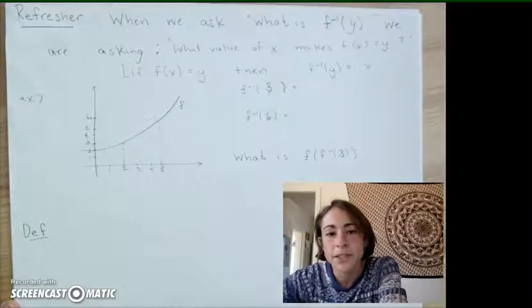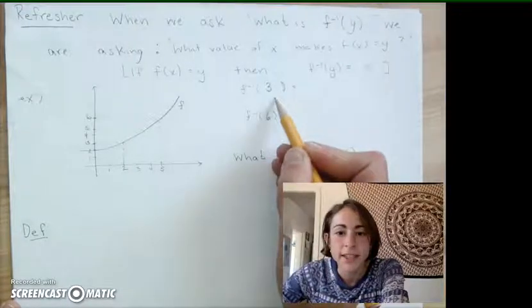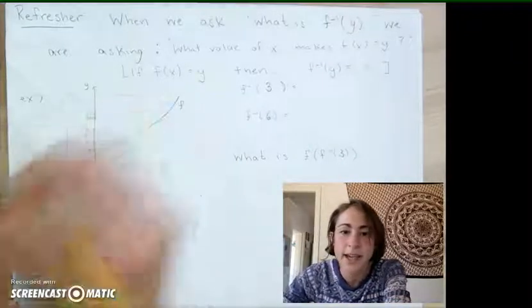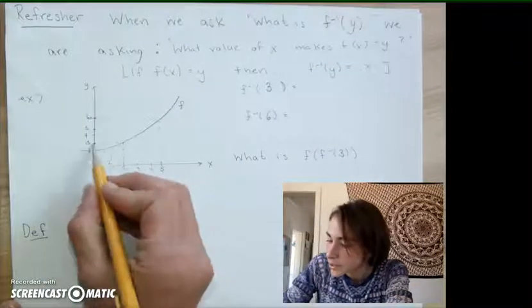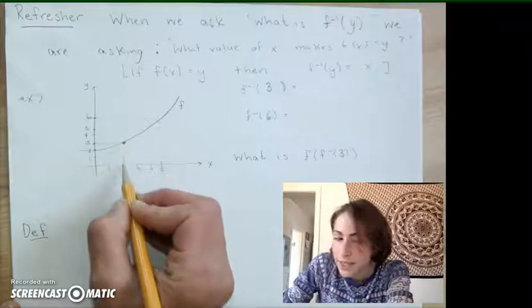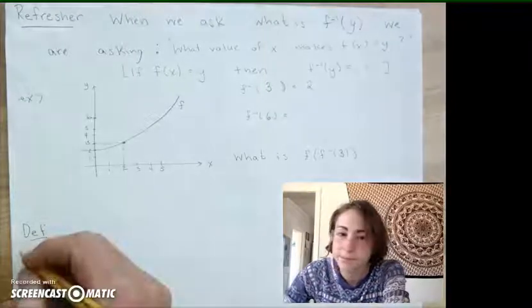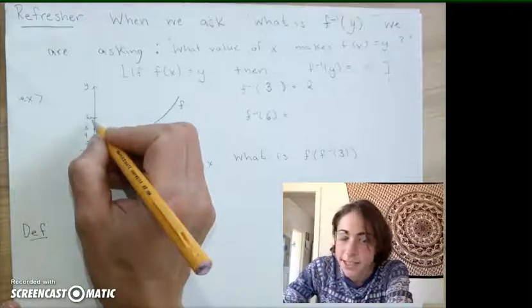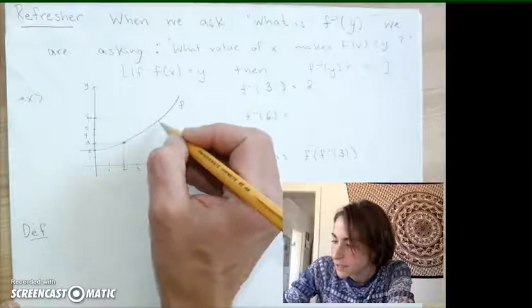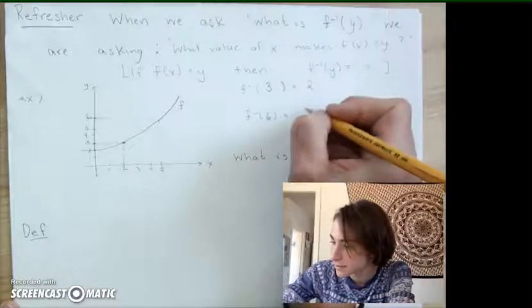So let's try to interpret this definition graphically. F inverse of 3 is the value for x that I plug in to get an output of 3. So if my output is 3, my y value is 3, my input was 2. So f inverse of 3 is 2. F inverse of 6, I go to the y value being 6, and I figure out what the input was to give me that. So f inverse of 6 is 5.